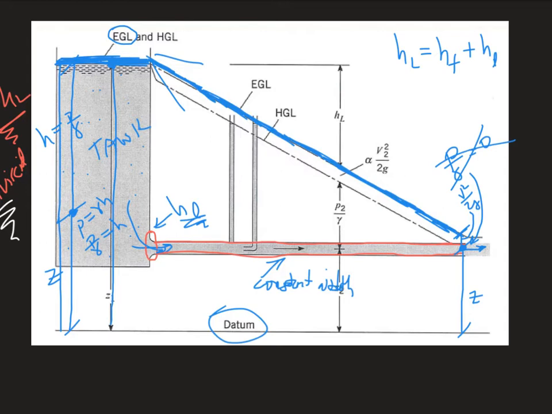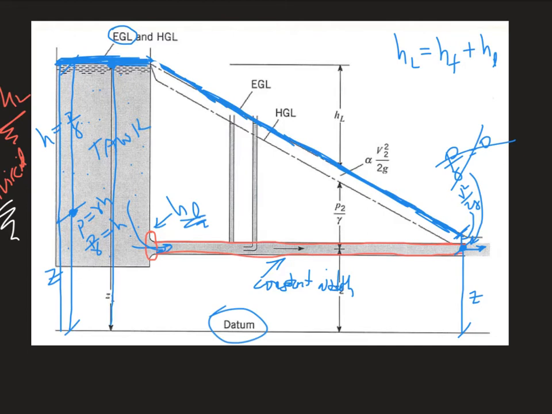Sometimes it'll get more complicated. Obviously, there's a pump or a turbine that's going to add or subtract energy. But the EGL has to go down as it moves in the direction of the flow. The only time it can ever go up in the direction of the flow is if there's a pump. If there's no pump, you cannot do that.